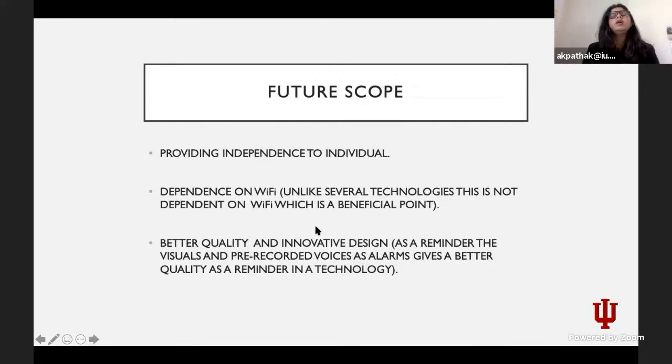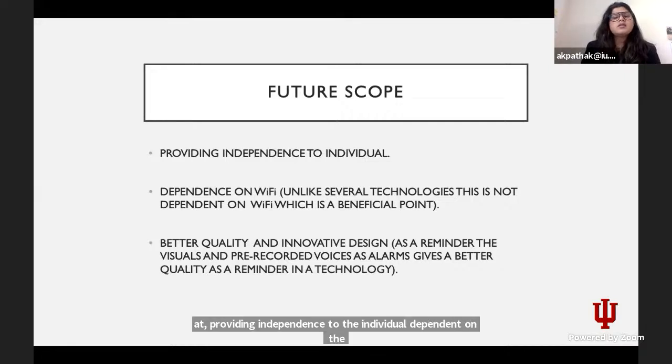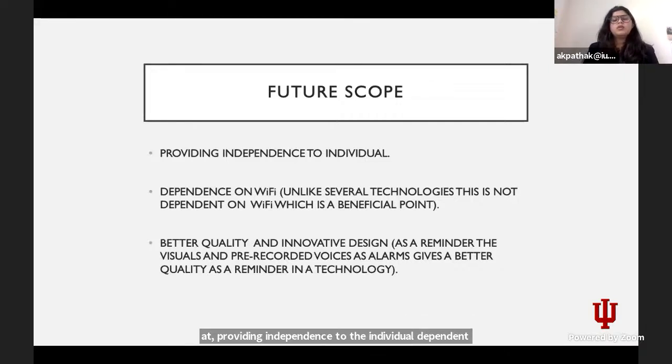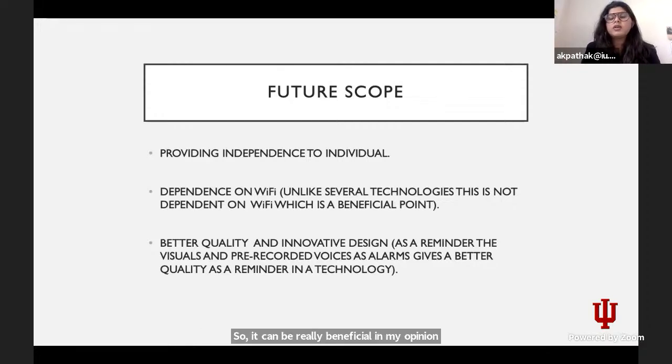So the future scope of my prototype is providing independence to the individual. It has no dependence on Wi-Fi; this device doesn't work on Wi-Fi. It basically works with the sound tag with the help of Bluetooth. So it can be really beneficial in my opinion. Unlike several technologies, it's not dependent on Wi-Fi, and it has better quality and an innovative design.